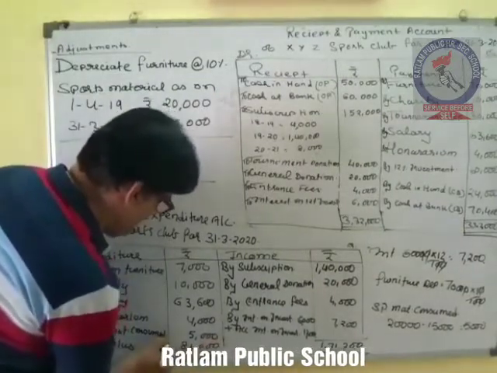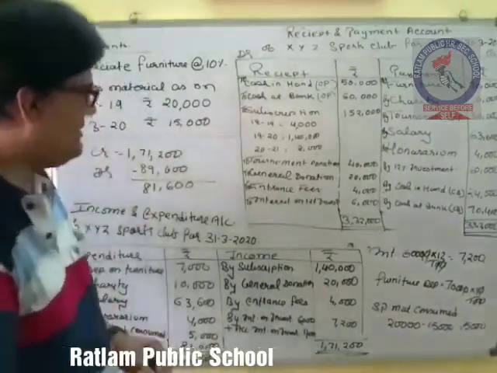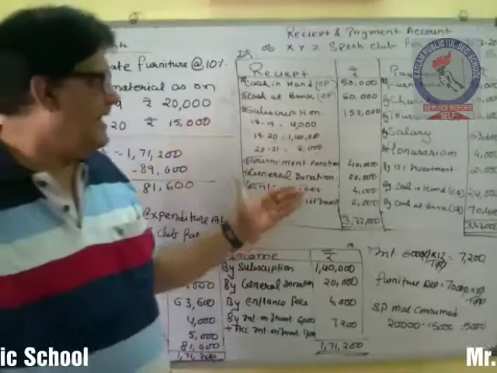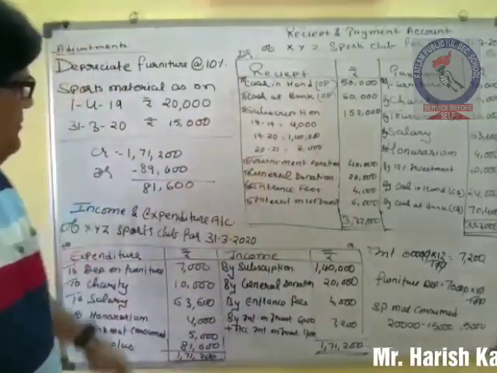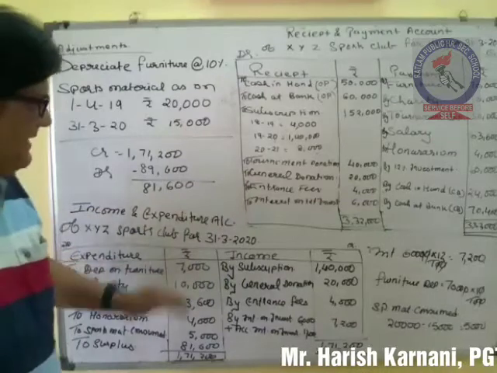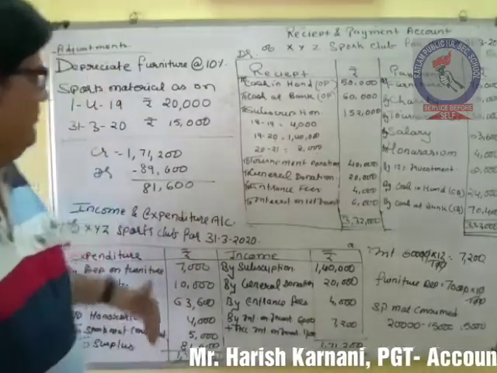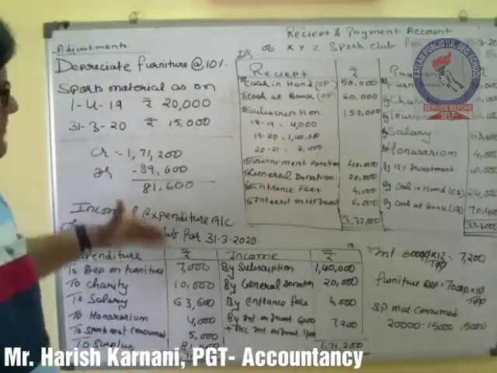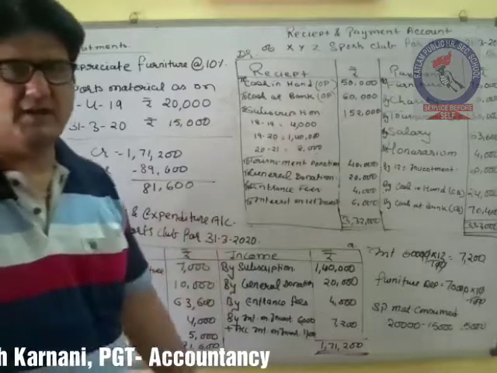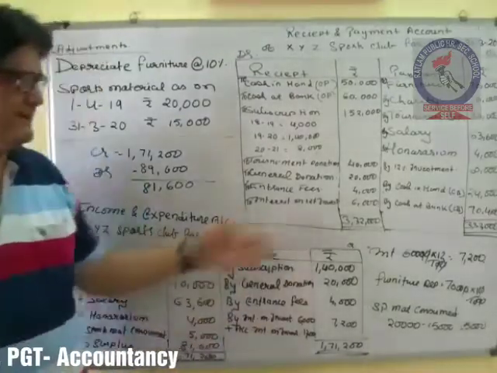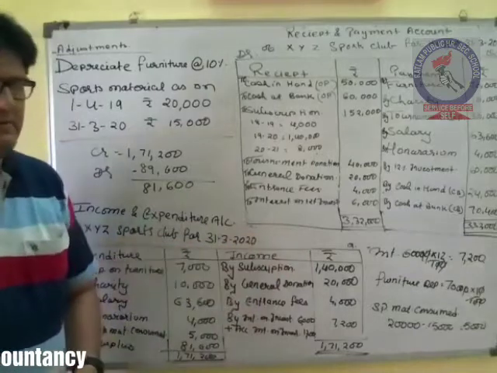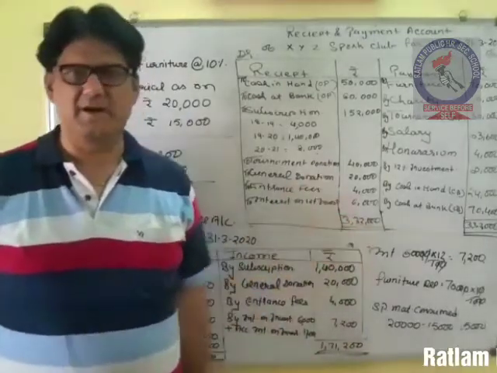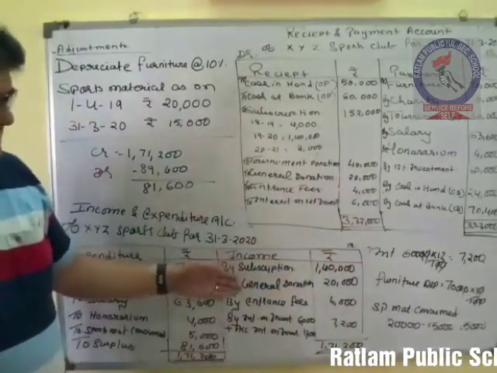81,600 rupees. So now it is clear to you that how you are supposed to prepare the receipt and payment account from the cash book, and then with the help of this receipt and payment account, how we have to prepare the income and expenditure account, and what are the effects of the various types of adjustments which will be there while preparing the income and expenditure account. So hope all this thing is clear to you, and now you will be able to do the numericals related with the preparation of receipt payment account and income and expenditure account.